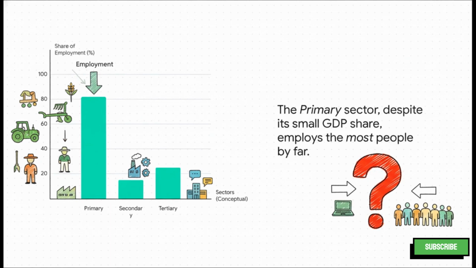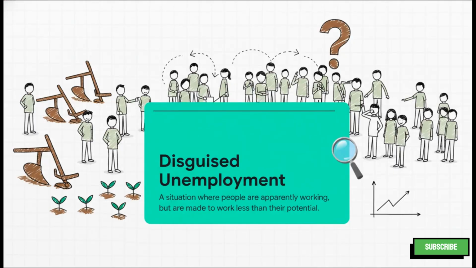And here it is, the paradox, right there in front of you. On one side, in terms of value, we have a modern, service-driven economy. But on the other side, just look at where people are actually employed. The vast majority of our workforce is still stuck in the primary sector. This huge disconnect between where the value is created and where the jobs are is one of the biggest challenges India faces today. So why?